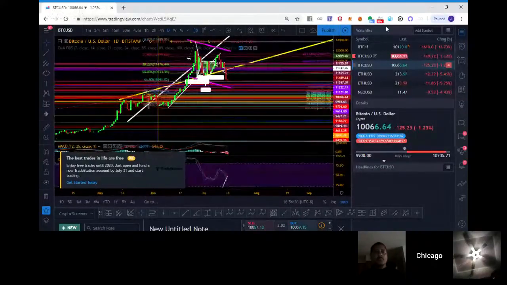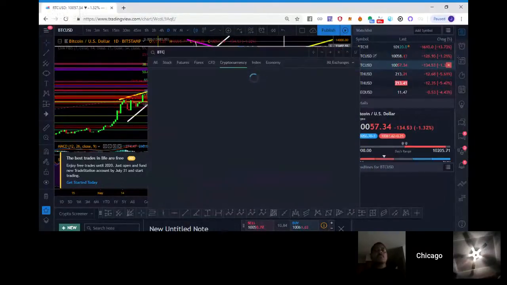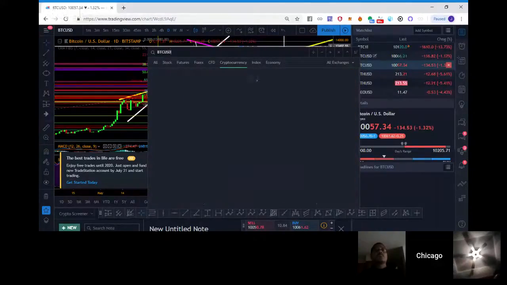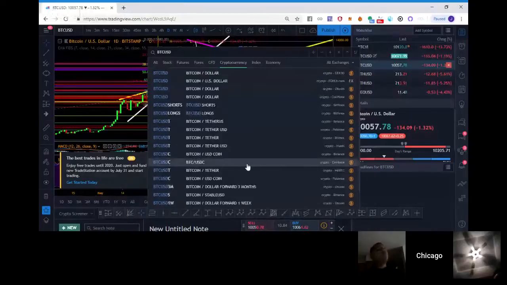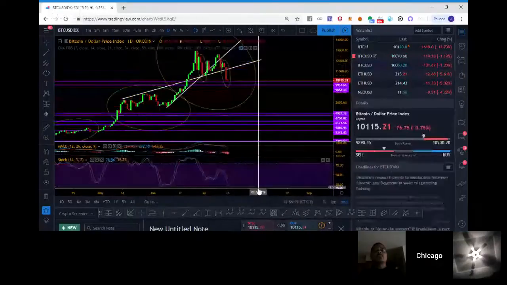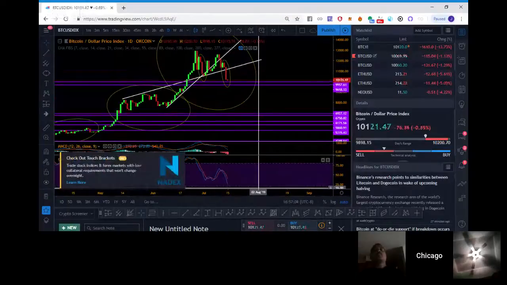Now, let me see. Let's go back to the index. USD. There it is. So, I mean, it's looking like a real good rejection right there. Looking like a real nice rejection.